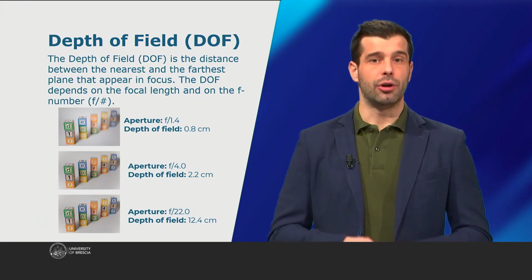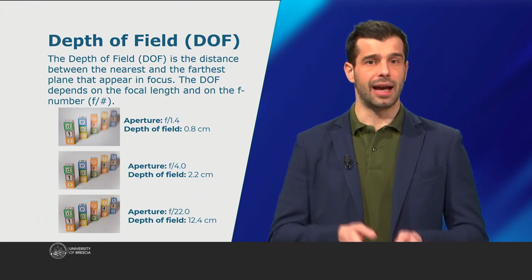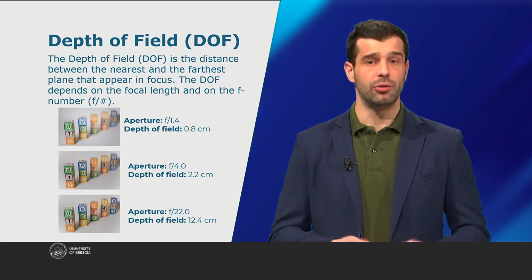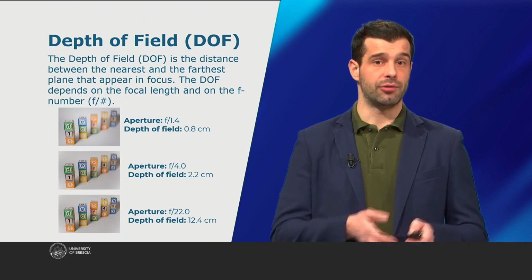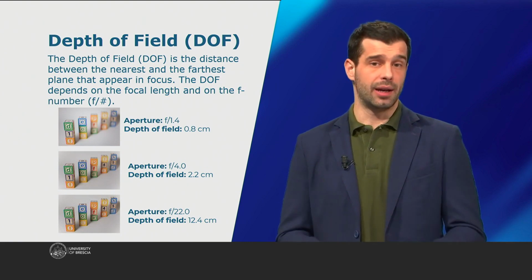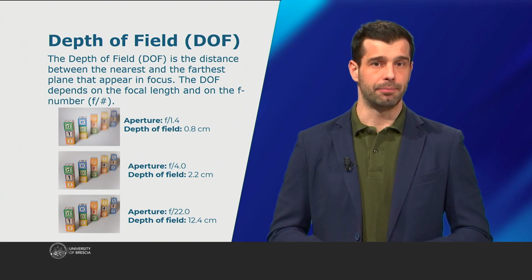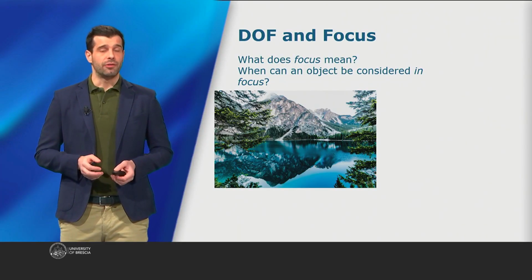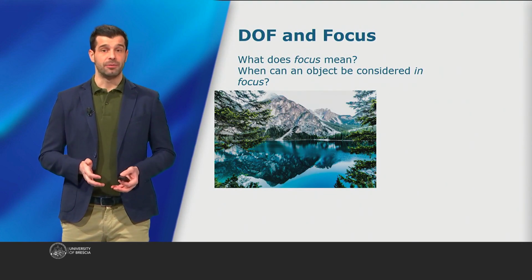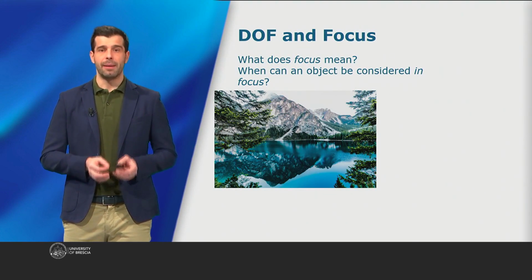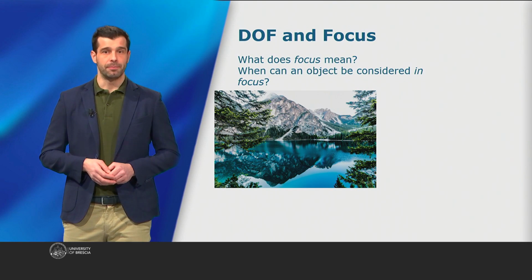Now let's define another parameter related to lenses, depth of field. Depth of field refers to the distance between the nearest and farthest planes that are in focus with the lens. We will see that this is related both to the focal length of the lens and to the f-number, and therefore to its aperture. To better understand depth of field, however, we first need to understand what it means to focus an image. That is, when an image is perfectly in focus.